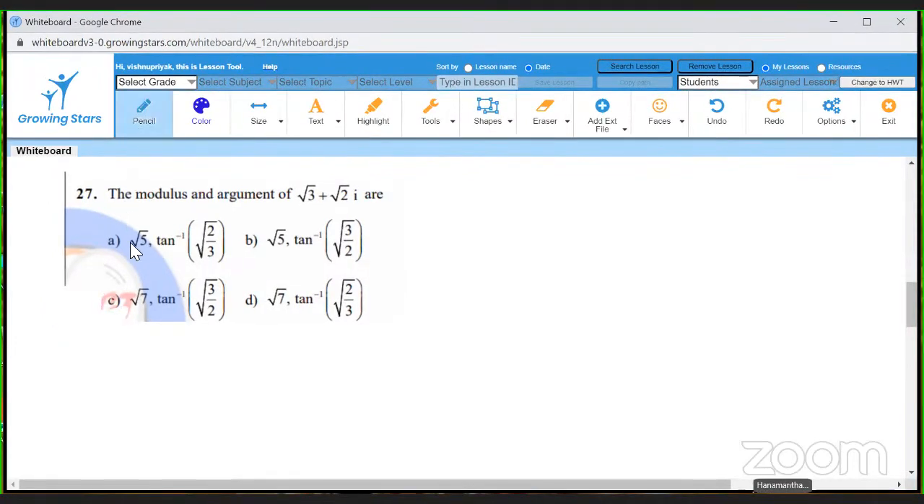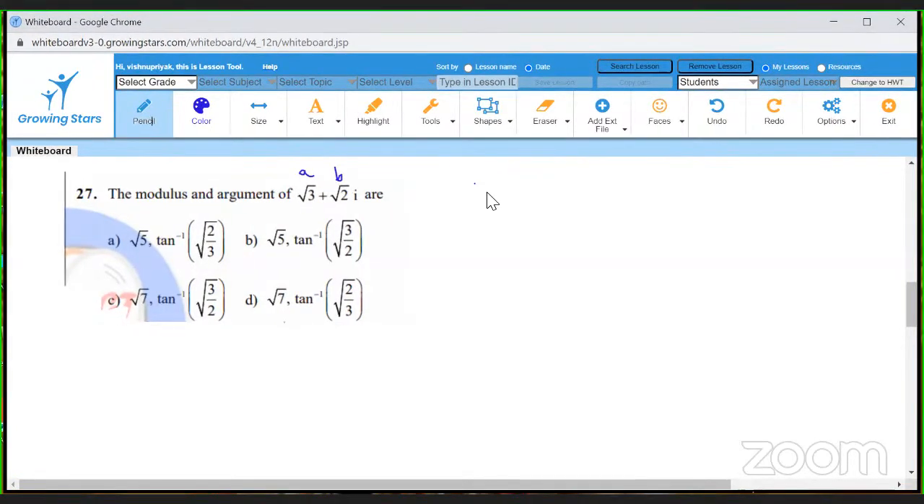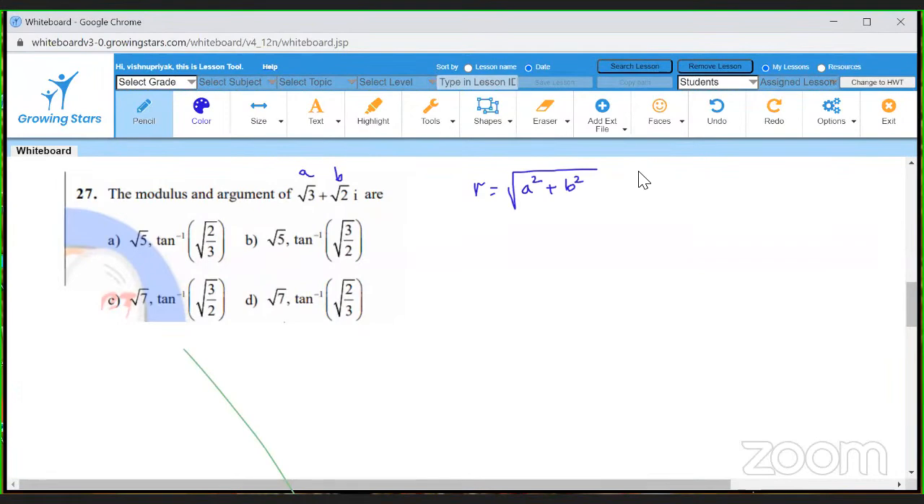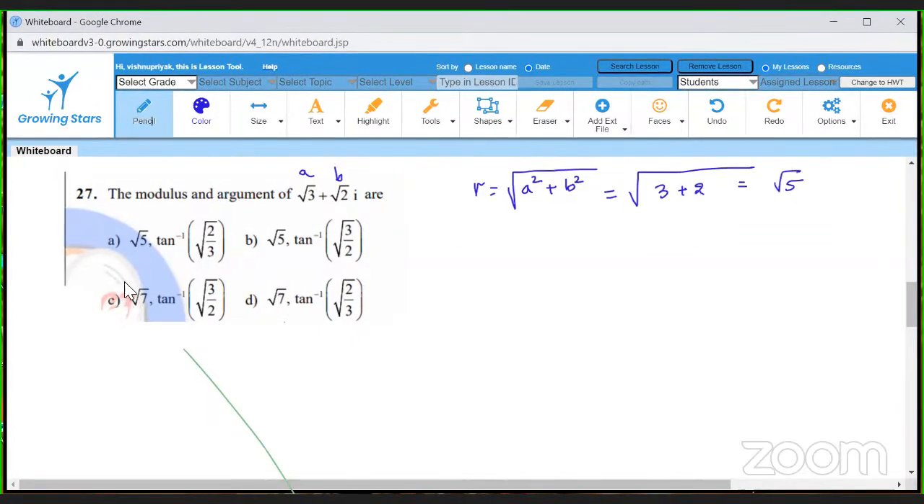The modulus and argument of root 3 plus root 2i. This was the question. Modulus means this is A, this is B. Modulus r you will get by squaring A and then B and adding. So square root of A square is 3, B square is 2. So the modulus is square root of 5.